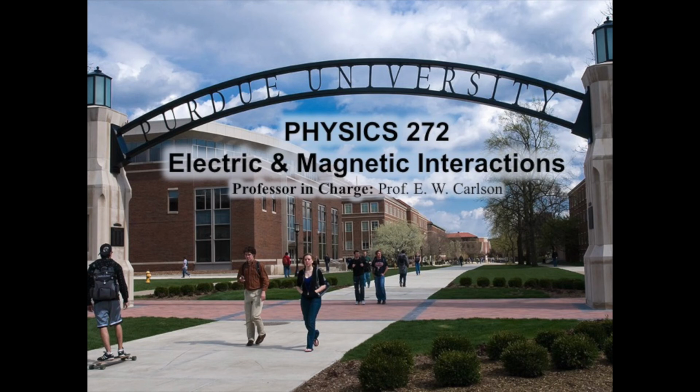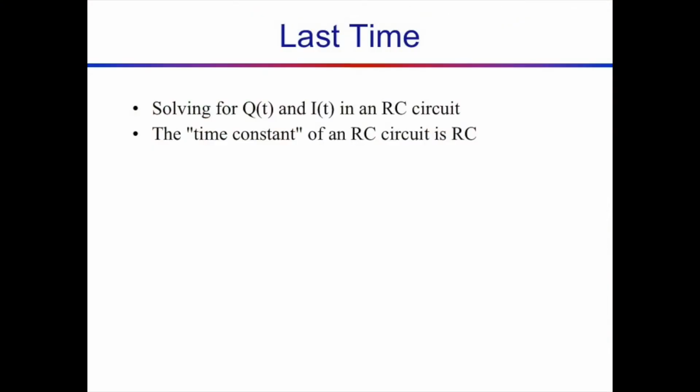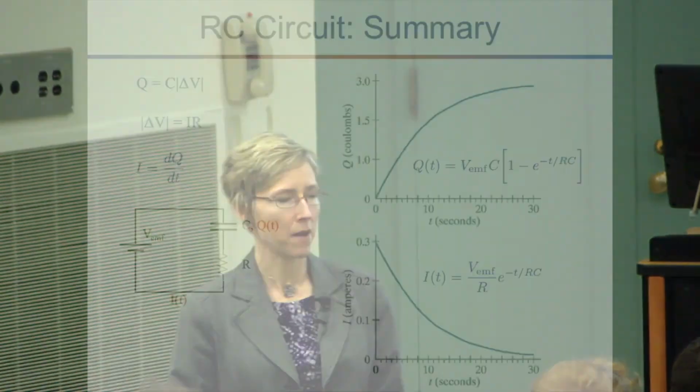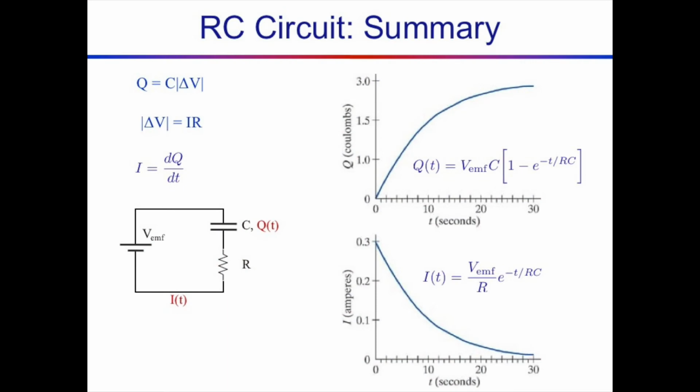All right, so moving on to today. Last time, we looked at an RC circuit. We spent our entire time analyzing a single circuit, the RC circuit, and we solved for the charge as a function of time and the current as a function of time. And we learned, after doing a lot of math, which made the math majors very happy, and the people who like math very happy, that the time constant of an RC circuit is RC.